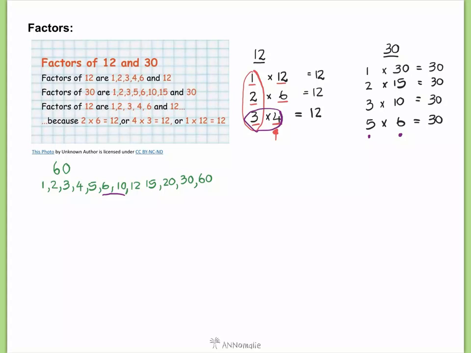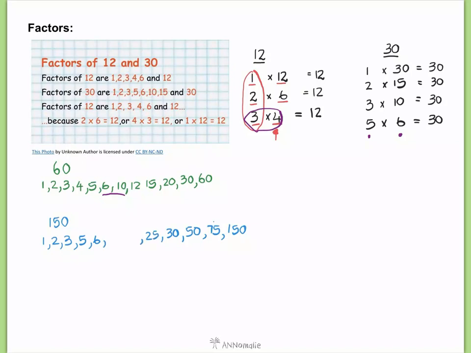Let's look at 150. 1 and 150, 2 and 75, 3 and 50. 150 is not divisible by 4. We will look at the divisibility rules in a moment. Then 5 and 30, 6 and 25. Now we're almost halfway.